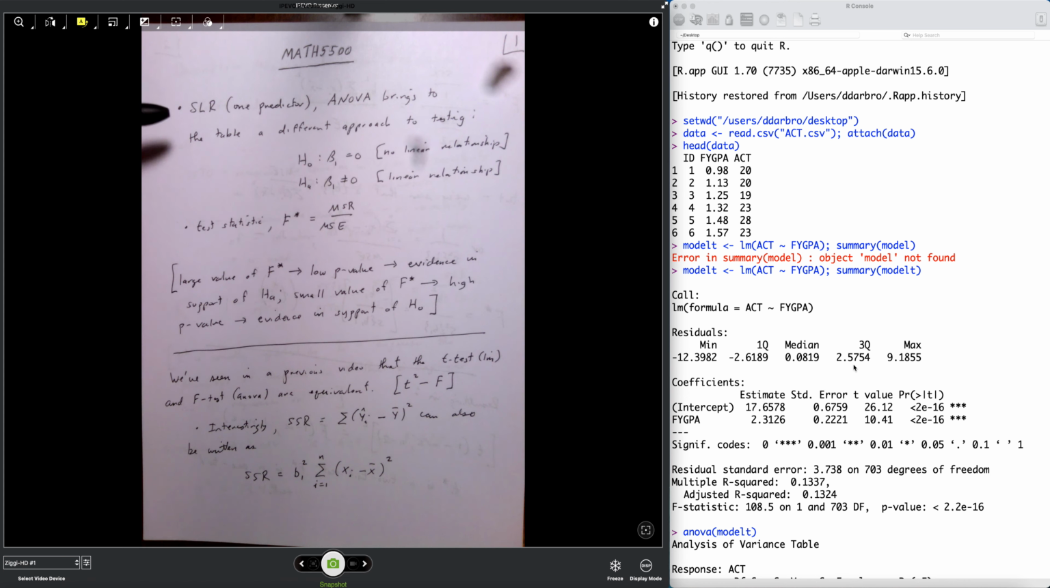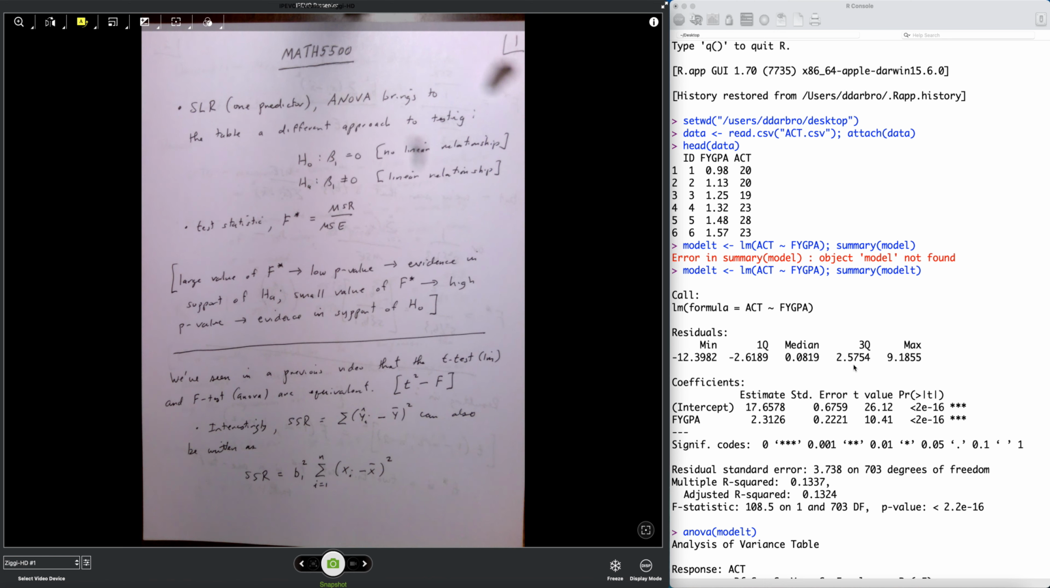All right, gang, we're in simple linear regression, and that means that we have one predictor. And we're looking at the ANOVA approach, which brings to the table a little different approach to testing whether or not we have statistical significance of our slope, beta 1. So the null is that beta 1 is equal to 0, assuming that we have no linear relationship. The alternative is beta 1 not equal to 0.